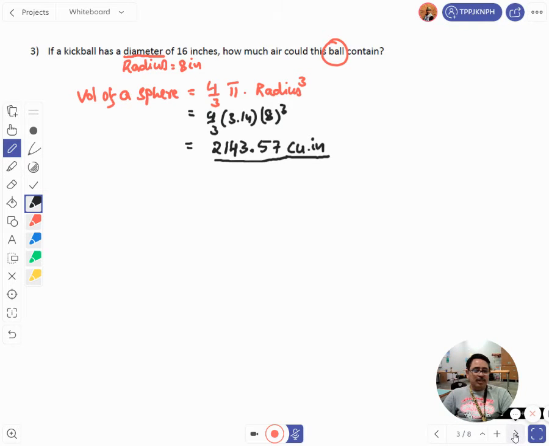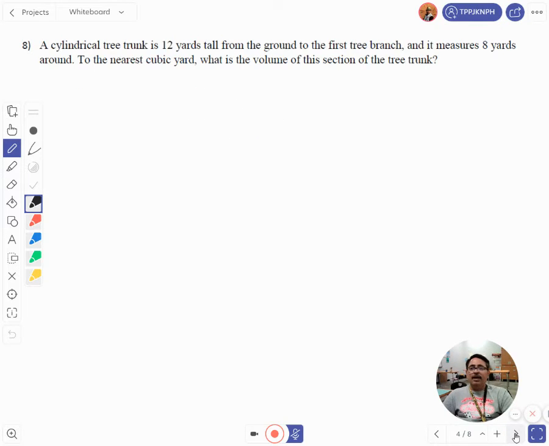Okay, let's go to the next question, because I'm not asking you about the doubts, because it's a pretty easy question. A cylindrical tree trunk is 12 yards tall from the ground to the first tree branch, and it measures 8 yards around. To the nearest cubic yard, what is the volume?